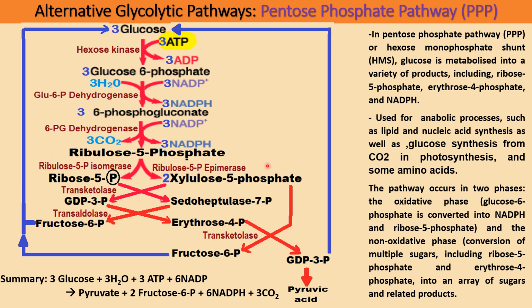Now, in summary, 3 glucose added to 3 molecules of water plus 3 ATP plus 6 NADP produce pyruvate plus 2 fructose phosphate plus 6 NADPH plus 3 carbon dioxide molecules in the pentose phosphate pathway.